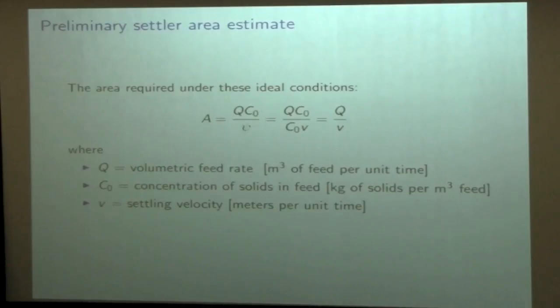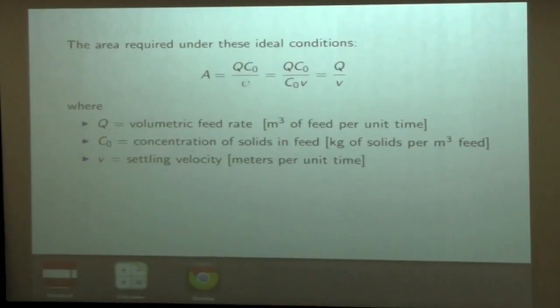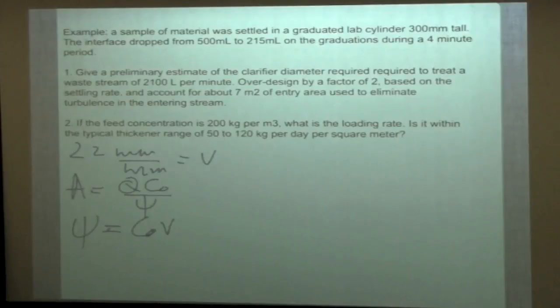C0 is the concentration of solids in kilograms per meter cubed of feed. We don't seem to have information to calculate the mass flow. We don't have the mass fraction of that feed or any kilograms-per-feed-rate information. But we do have that the waste stream is a total of 2,100 liters per minute. So if we simplify that equation, Q times C0 divided by C0 times V, we get Q divided by V. And then we have enough information.